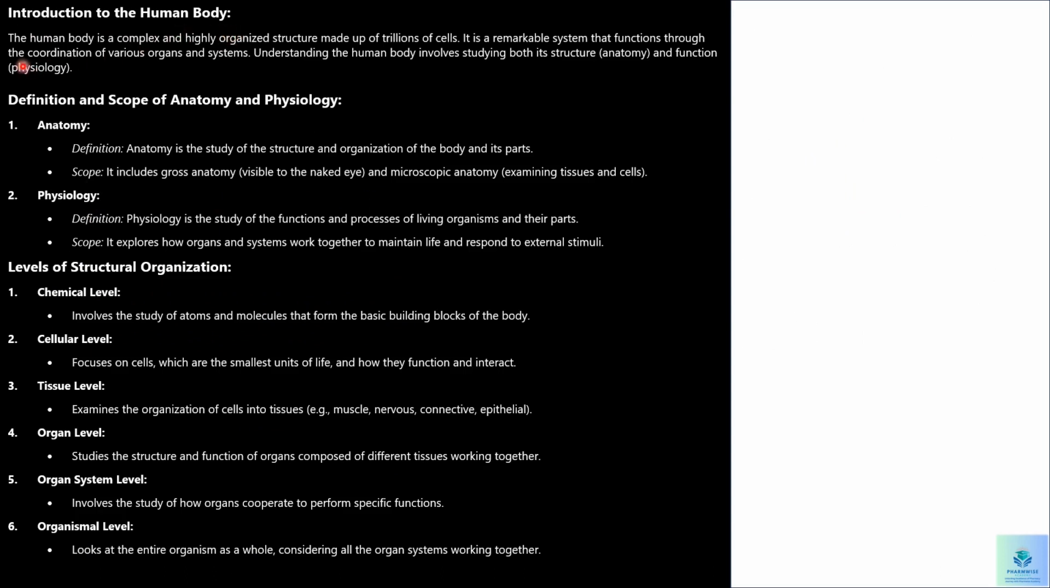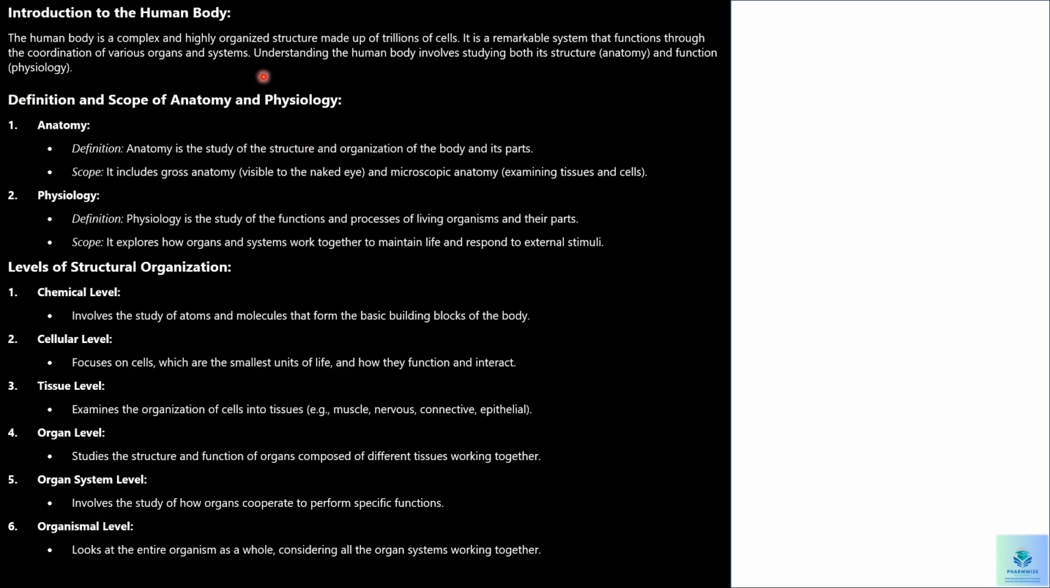Introduction to human body. As we all know, the human body is a complex and highly organized structure made up of trillions of cells. It is a remarkable system that functions through the coordination of various organs and systems. Understanding the human body involves studying both its structure, anatomy, and function, physiology.